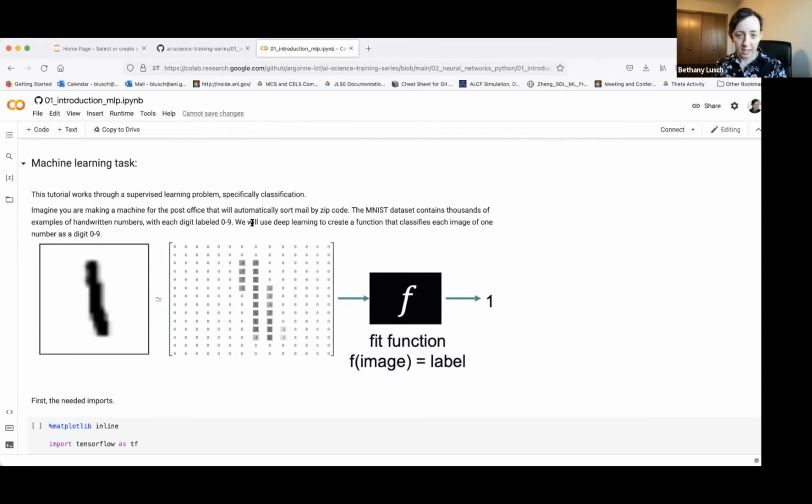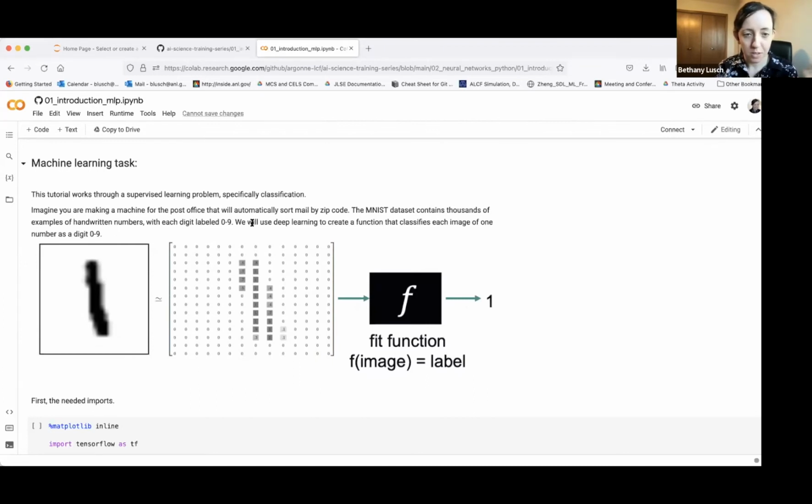So in this case, the input would be a handwritten digit, and the output would be its label, which digit it is from 0 to 9. And we can represent this image as a matrix with entries for each pixel. They're grayscale, so the entries are from 0 to 1. So I have a little image showing how the image goes to a matrix. And in our machine learning, the goal is to find some function that will map this image to the label.